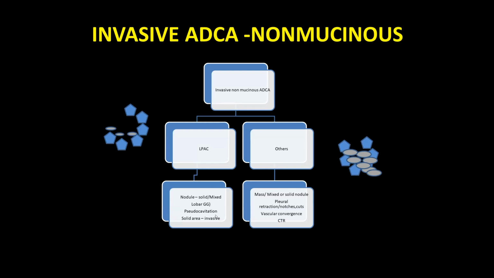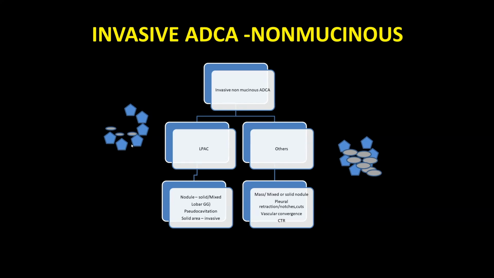So what do we mean by lipidic predominant adenocarcinoma? There is lipidic spread along the surface, but there is only a small solid component. So the dominant component is a lipidic type of spread, and the solid component is very minor. Therefore, it can have solid areas as well as ground glass.